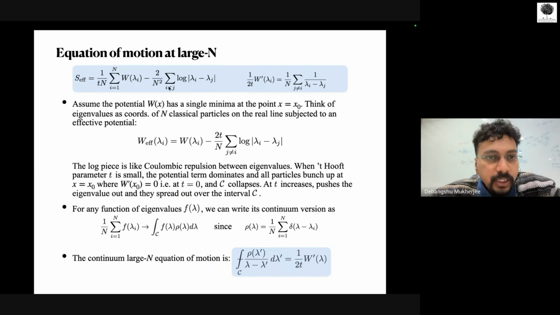Now, to reiterate, we got this equation of motion. From there, we obtained this particular equation of motion for finite n, where as of now, everything is discrete.